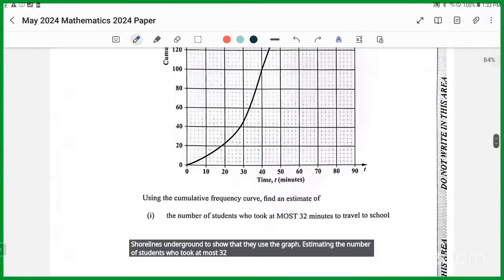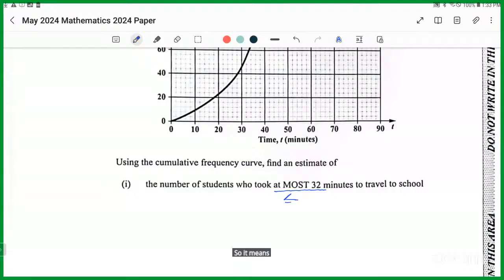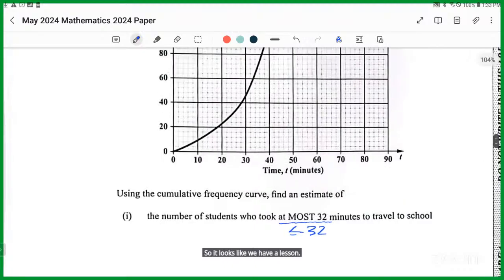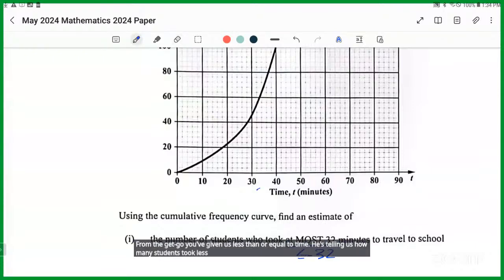Now, this term "at most" means that 32 is the most. So it means less than or equal to 32 minutes. That's what it means. So it looks like we have a less than or equal graph. This graph is giving us less than or equal to time. We always want to establish that from the get-go. It's telling us how many students took less than or equal to any given time.